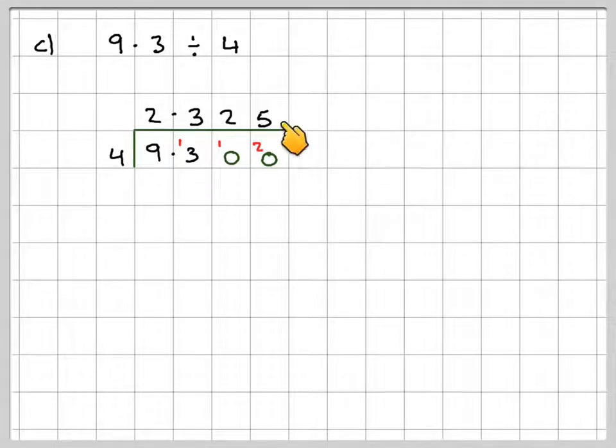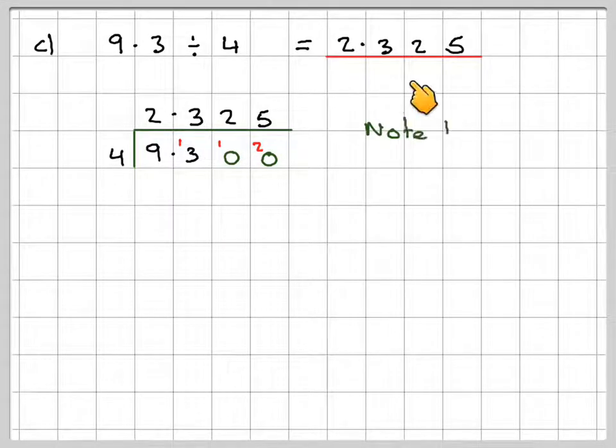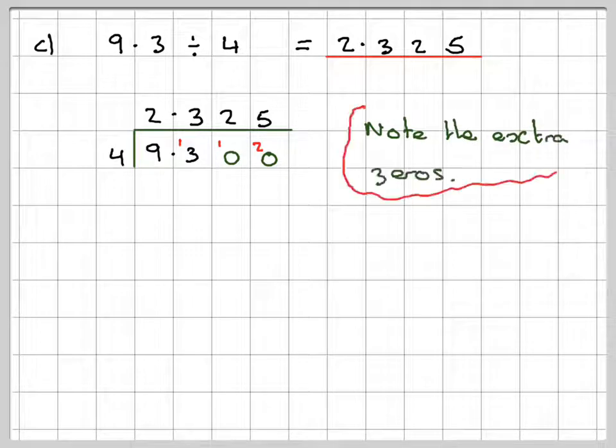Now, these don't always end. They can go on forevermore. But for the sake of this video, it just shows you what to do if you run out of numbers. So the answer will be 2.325. Note the extra zeros, and also note that the decimal point in the answer is in line with the question.